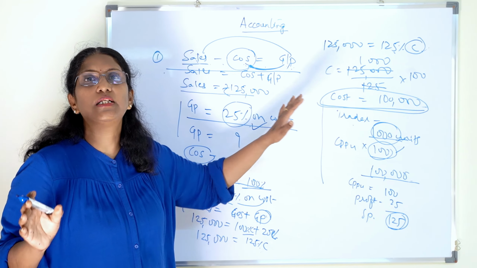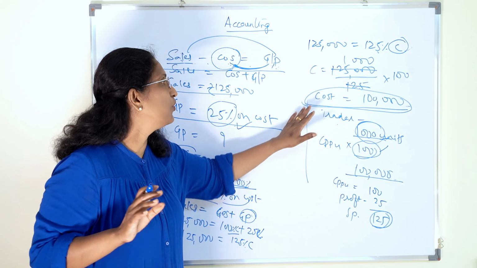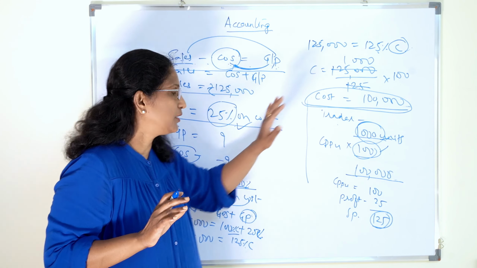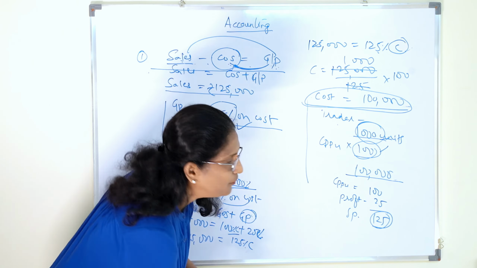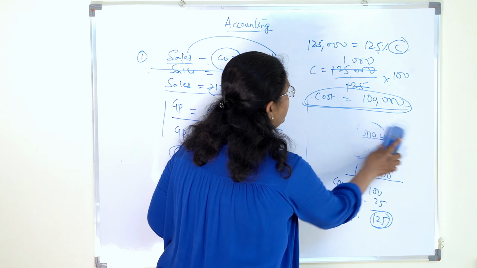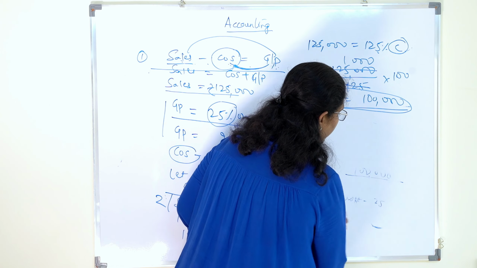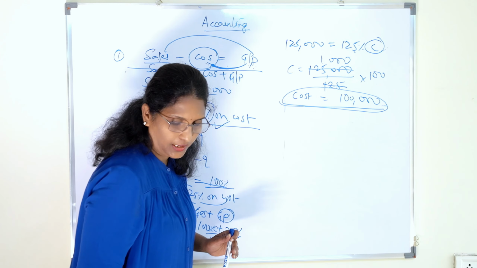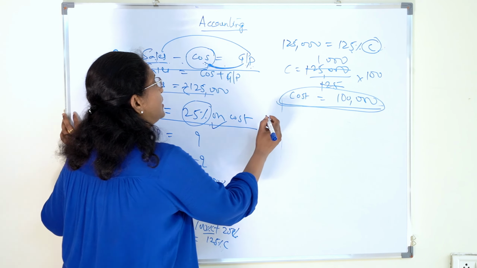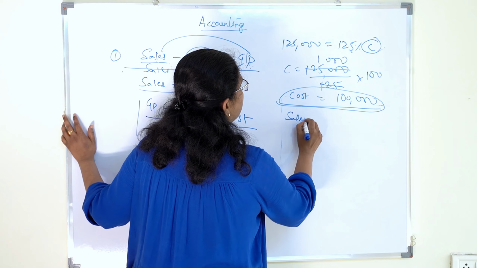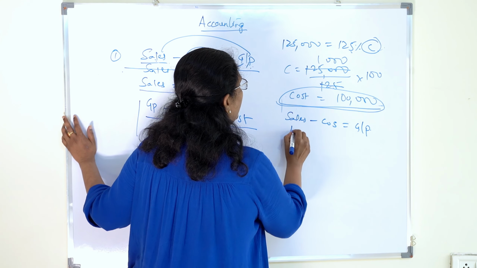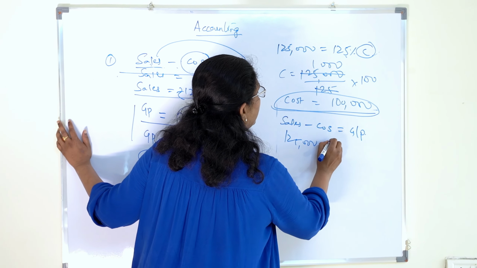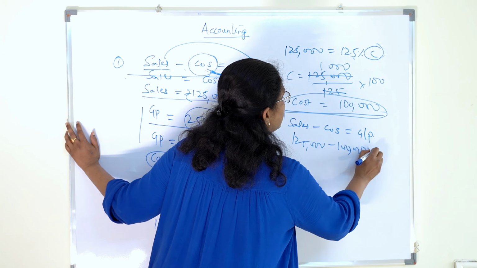Now I hope this is very simple for you. What is your cost? Cost is 100,000. If I ask you now to calculate gross profit, you will be very happy to calculate. Now I know my cost of sales, I know my sales. So sales minus cost of sales is equal to 125,000 minus 100,000, which is 25,000.